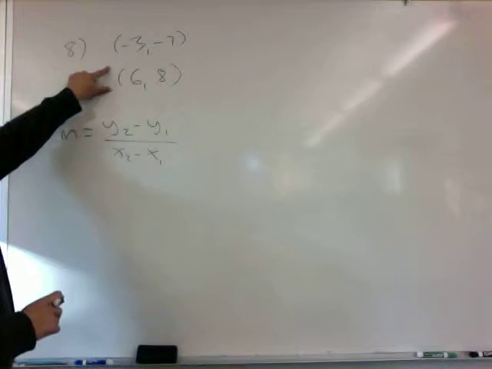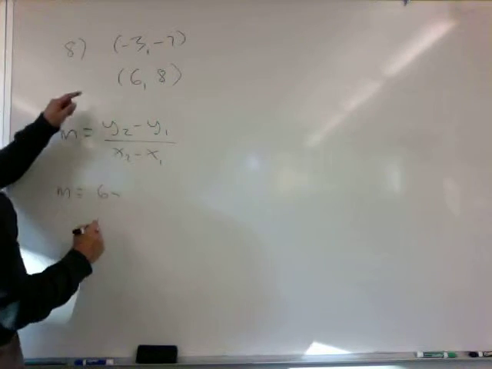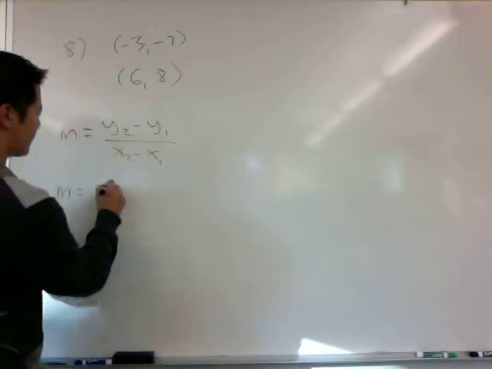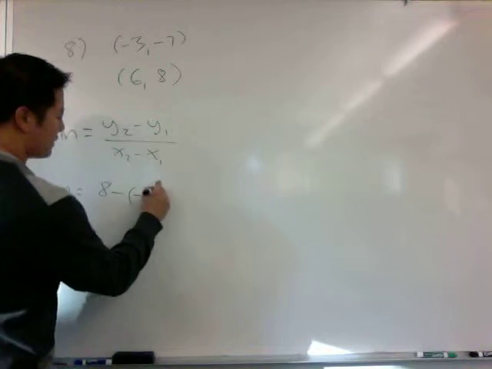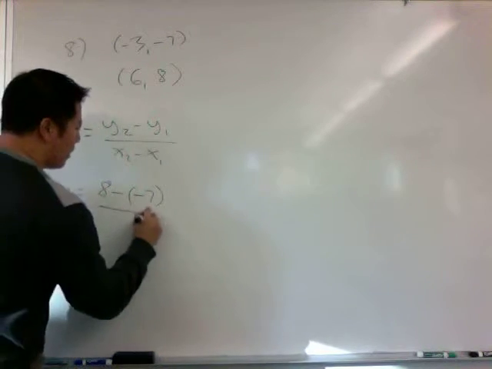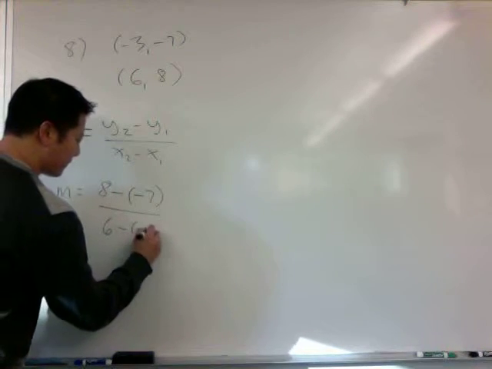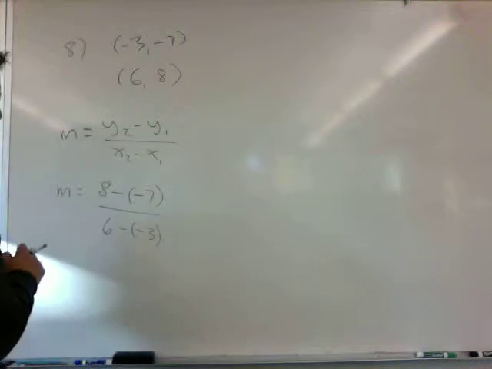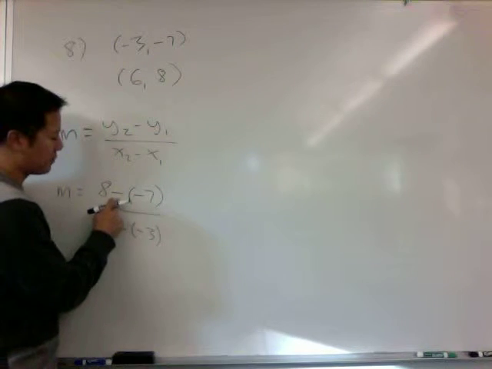If I start with this point first, my slope will be 6 minus, oh, I'm starting with the x's, that's wrong already. The y's first, 8 minus, and then a -7. We're minusing a negative number, all over 6 minus a -3. Now subtracting a negative is quite ugly. We can make it look a lot prettier because if we're subtracting a number, it's the same as adding the opposite.